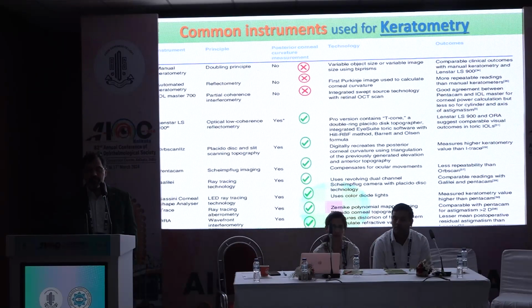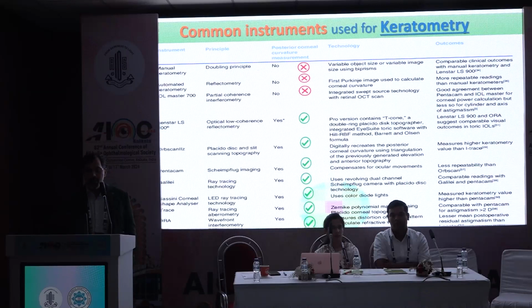Previously there was the manual keratometer, then came the automated auto-K, and then the IOL Master. The IOL Master previously measured only the anterior surface. Then the Orbscan: when we put the slit on the cornea, we can find out the thickness of the cornea. Using that principle, the Orbscan measures the thickness of the cornea and then the posterior curvature. Then came the Scheimpflug technique, the Pentacam, then the Galilei, which uses 2 cameras, and so on.